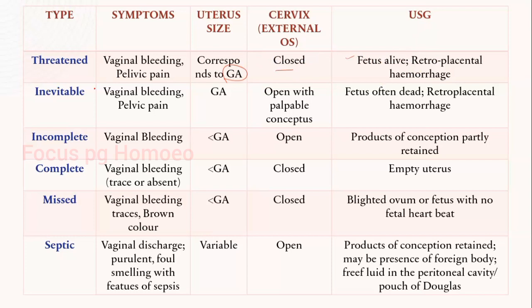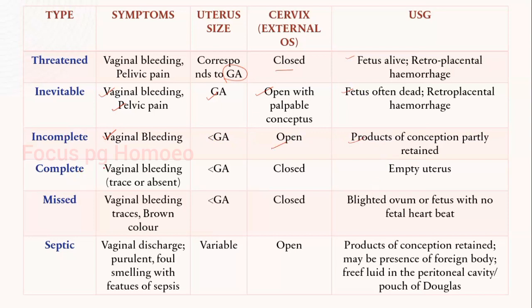Next, inevitable abortion. Here, vaginal bleeding is seen, pelvic pain is seen. Again, uterus size corresponds to gestational age, whereas the cervix is open with palpable conceptus. This is a spontaneous abortion where the fetus is expelled, and the fetus is often dead, and there is retroplacental hemorrhage. Now, in incomplete abortion, vaginal bleeding is seen, pelvic pain is not there, uterus size is less than the gestational age, and the cervix is open. Products of conception are partly retained and partly outside. That is why it is called incomplete.